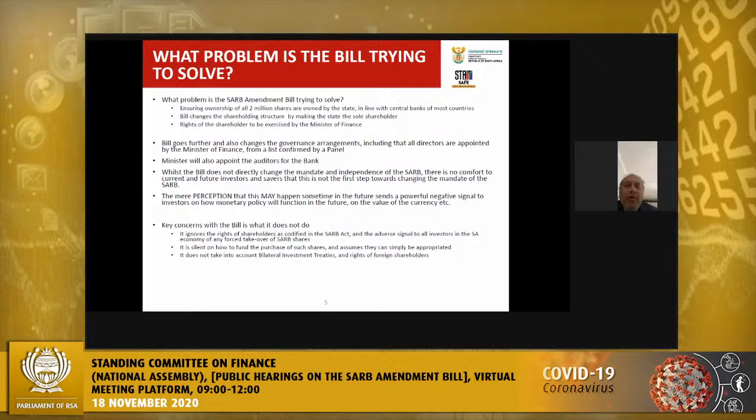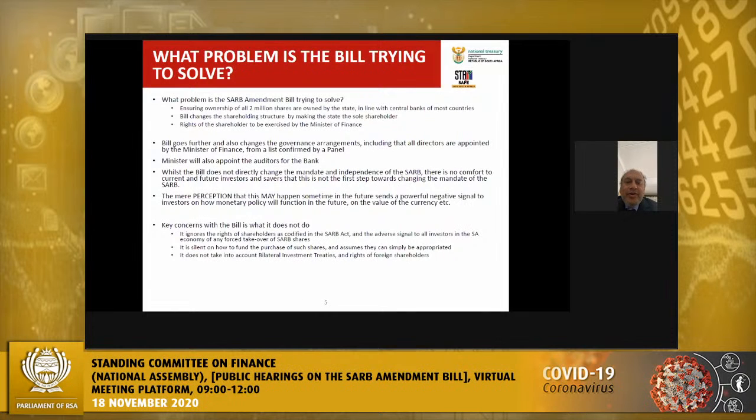The bill also goes a bit further. Some of these may be consequential changes, but it effectively changes the governance arrangements, including that all directors to the board are appointed by the Minister of Finance from a list confirmed by a panel established in terms of the Act. The minister also appoints the auditors of the bank. So whilst the bill does not directly change the mandate and independence of the SARB, there's no real comfort for investors that in future it will not go further, that there won't be further amendments to the bill.